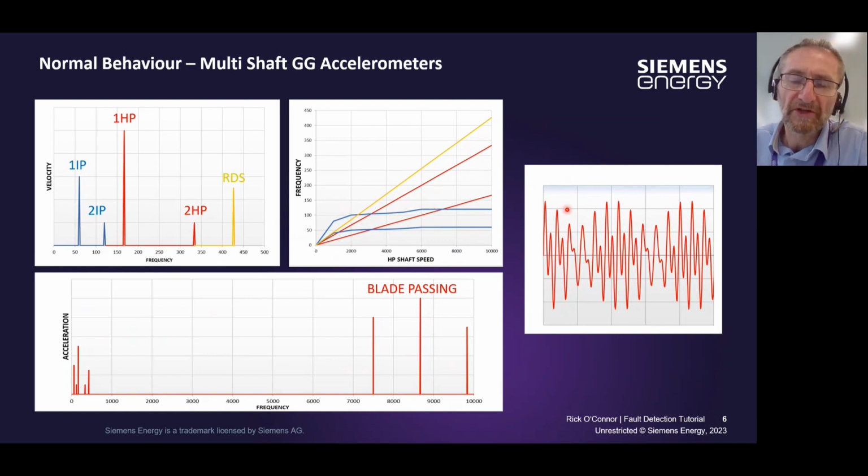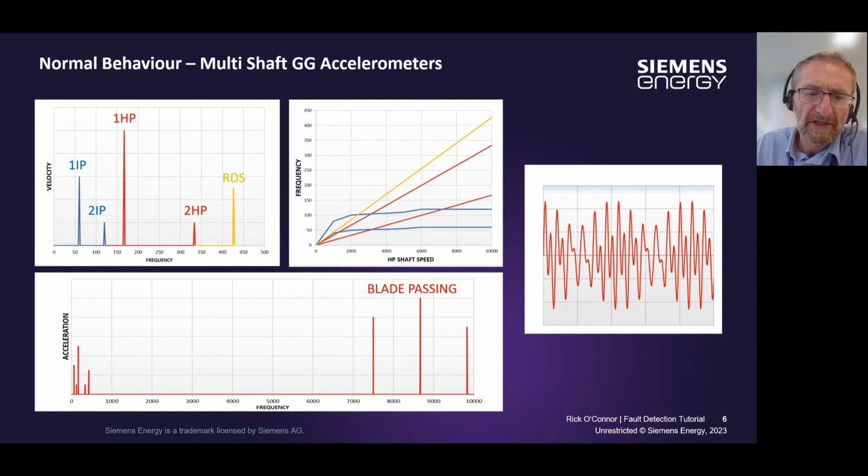Looking in the time domain, because there are so many normal peaks there, you'd expect the signature to be quite busy and quite complex. When we look at a higher frequency in the acceleration domain, you'll see the same peaks low down, what we see here, but then you'll also see maybe some blade passing frequencies. This will be the number of blades on each stage times the rotational speed.